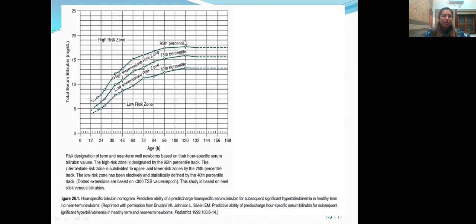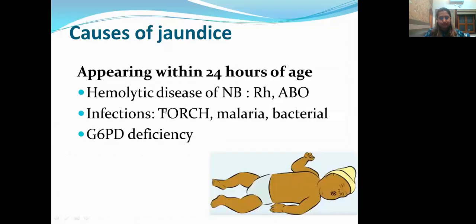That is the high risk zone, which is beyond the 95th percentile, and which marks neonatal hyperbilirubinemia in terms of pathological jaundice. Then there is a high intermediate zone, which is between the 75th and 95th percentile, a low intermediate zone, which is between the 40th and 75th percentile, and below the 40th percentile is the low risk zone.